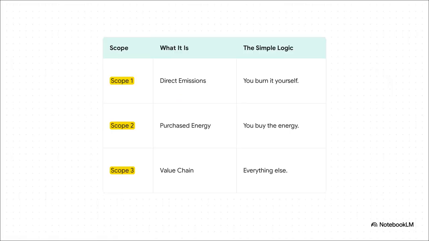And here we go, all laid out together. See how simple it is when you look at it this way? Scope 1, you burn it yourself. Scope 2, you buy the energy. And Scope 3, everything else. Seeing those clean boundaries and the simple logic really makes it all click, doesn't it?